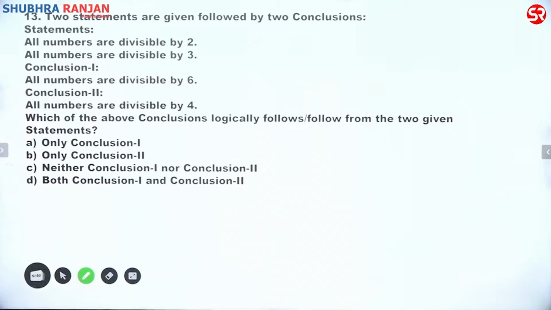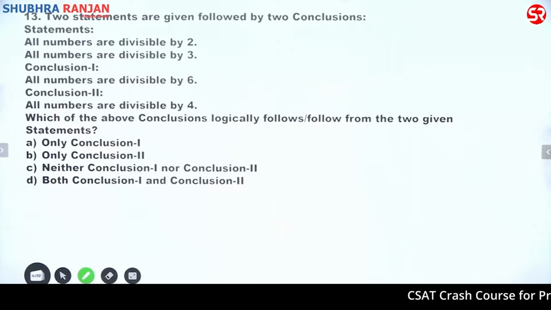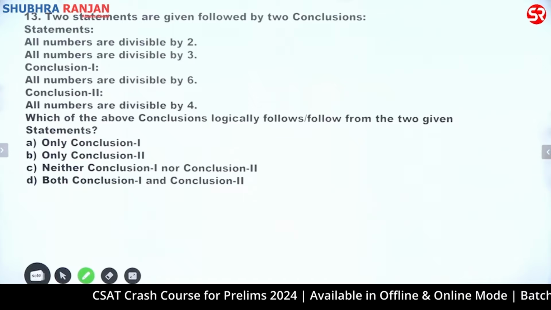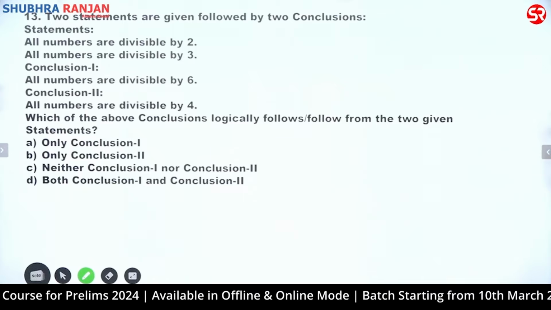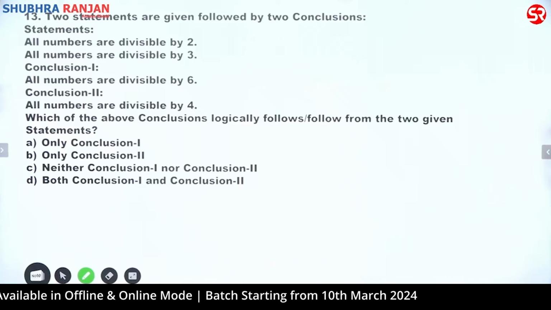All numbers are divisible by 2. Which of the above conclusions logically follow from the given two statements? The first statement is all numbers are divisible by 2, and the second is all numbers are divisible by 3. Conclusion 1 is all numbers are divisible by 6. A, only conclusion 1 follows. All numbers are divisible by 4 cannot be a possibility, right? Because they are divisible by 2 and 3, so A, this is right.